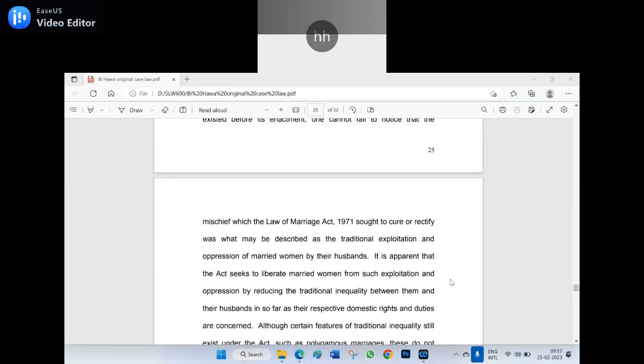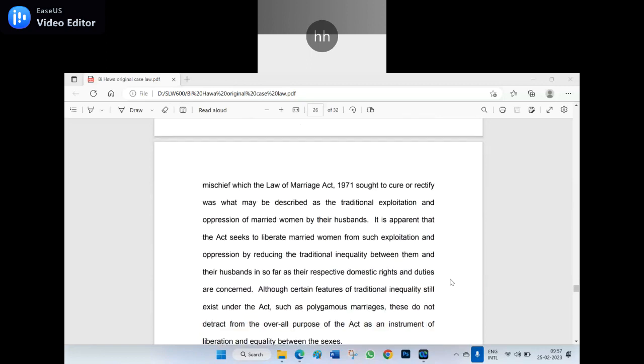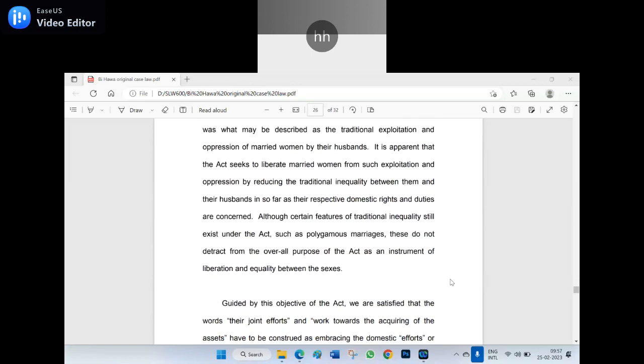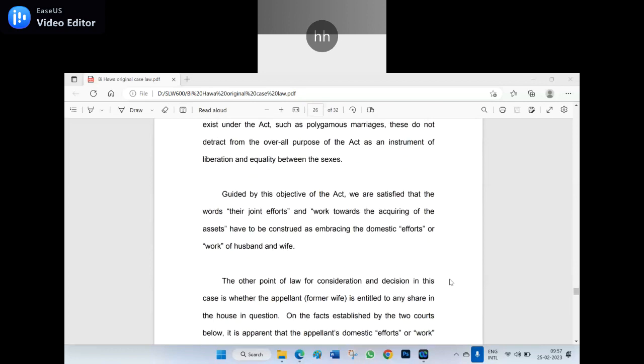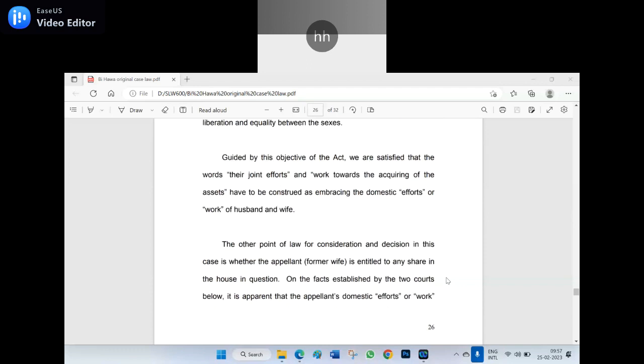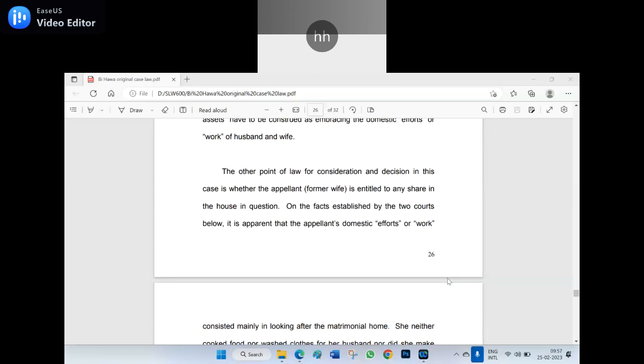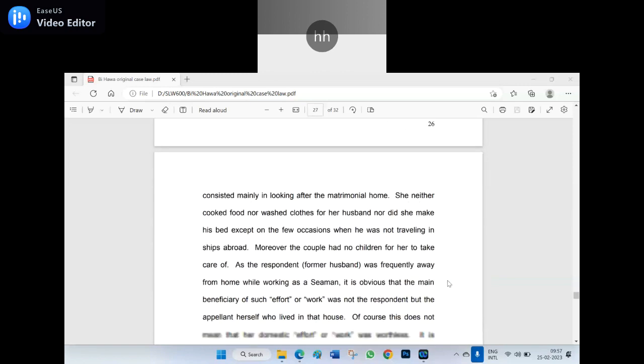So the mischief that the Law of Marriage Act 1971 sought to cure is the rectifier that may be described as the traditional explanation here, and such polygamous marriages. Of course, we need not worry about polygamous marriages here because one wife is equivalent to four now. I repeat, one wife is equivalent to four wives because of the cost of living. So the point of law for consideration, decisions in case, we need not worry about that one also.